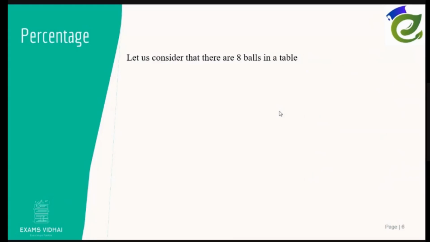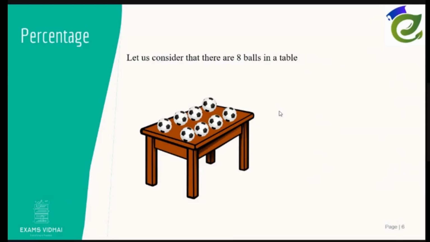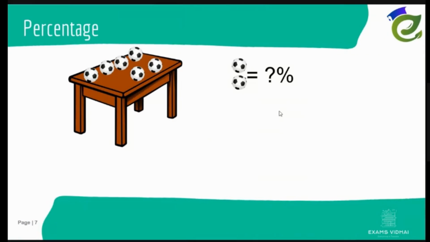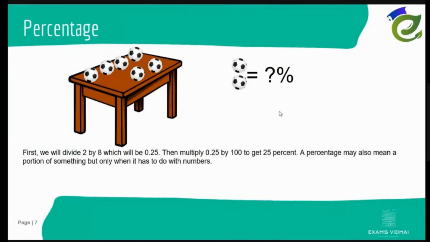Now let us consider that there are 8 balls on a table. What will be the percentage of 2 balls? First, we need to divide 2 by 8, which will be 0.25. Then multiply that 0.25 by 100 to get the percentage, which will be 25.